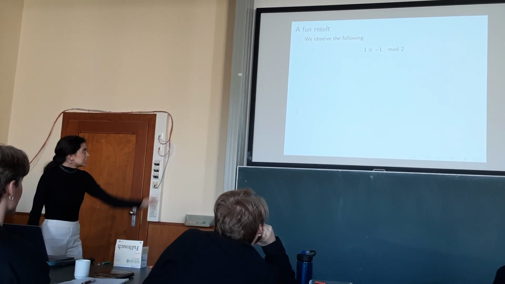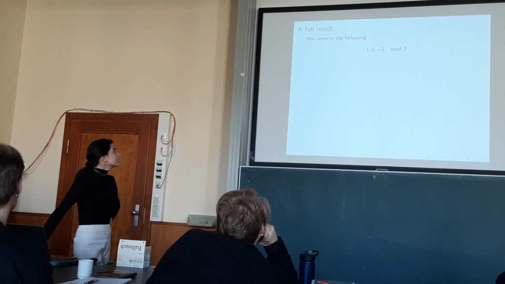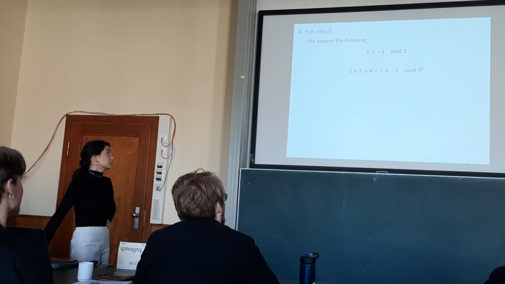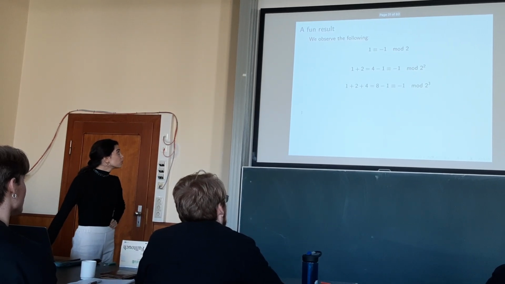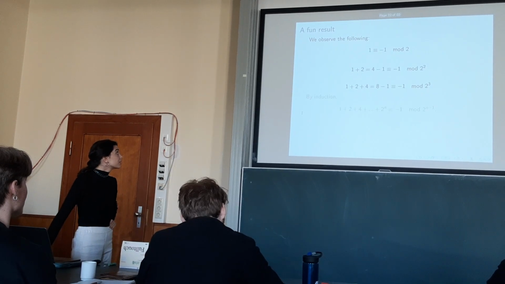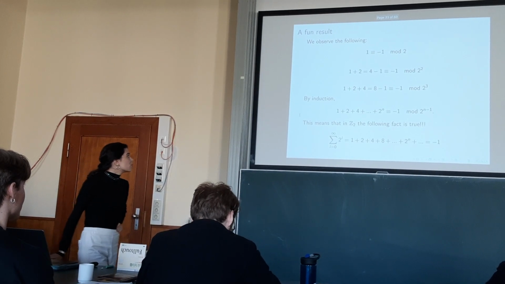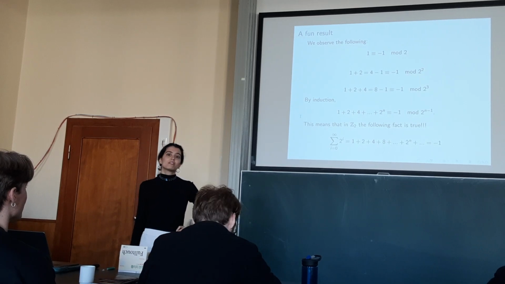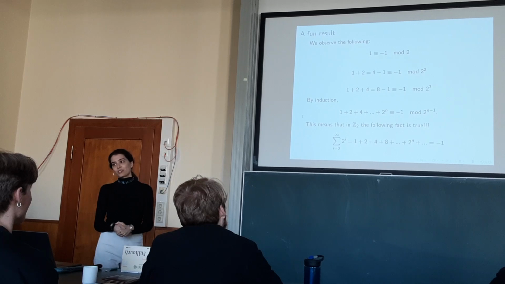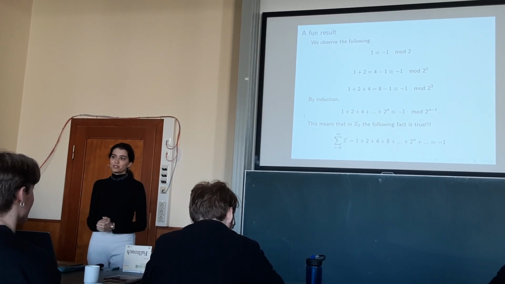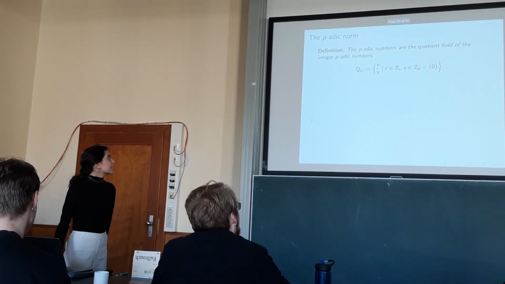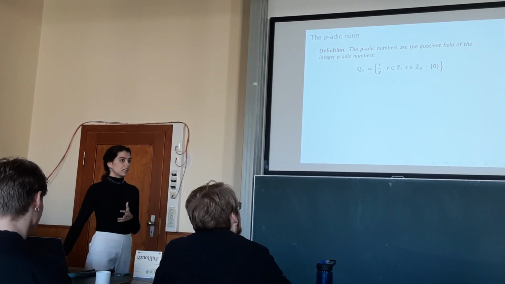So let's see one result. 1 is equal to minus 1 mod 2, 1 plus 2 is equal to minus 1 mod 2 to the 2, 1 plus 2 plus 4 is equal to minus 1 mod 2 to the 3, and so on. 1 plus 2 plus 4 plus ... plus 2 to the n plus ... is equal to minus 1, which is true in the field of Z2, I'm sorry. So until now we have talked about the p-adic integers.